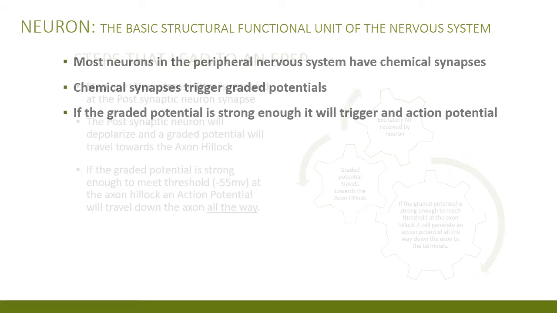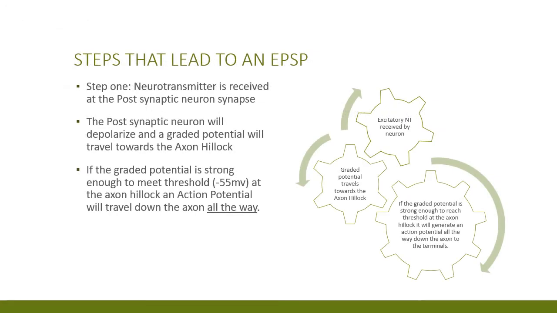So in review, we have a presynaptic neuron and a postsynaptic cell or neuron. The presynaptic neuron is going to send an impulse down its axon and release a neurotransmitter at a chemical synapse. That neurotransmitter can either excite the postsynaptic neuron or inhibit it. If it excites the postsynaptic neuron, it's going to cause a depolarization event.